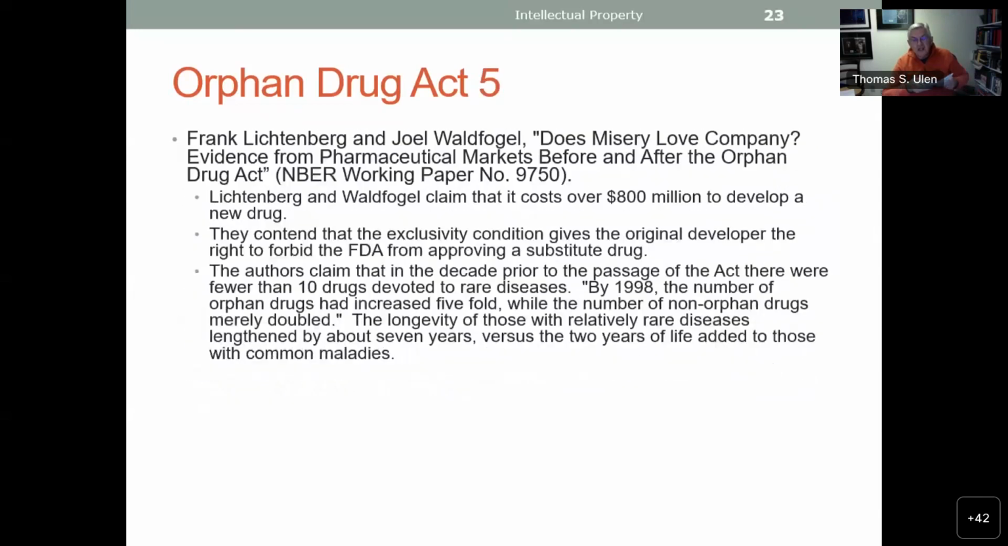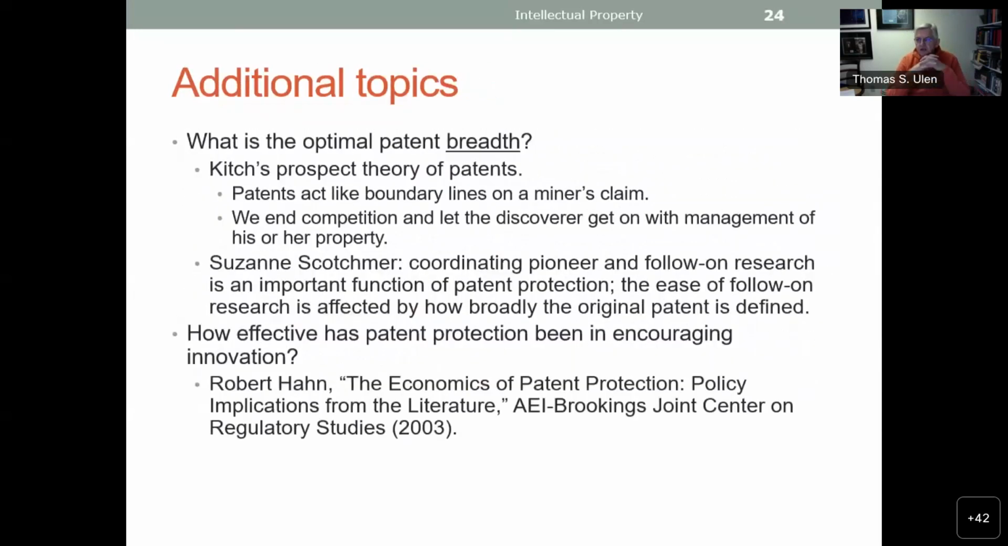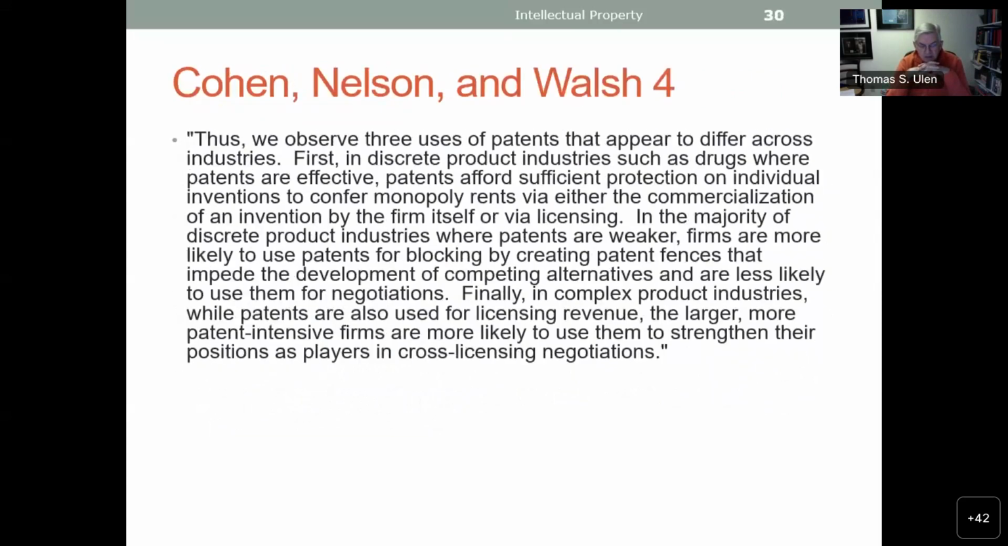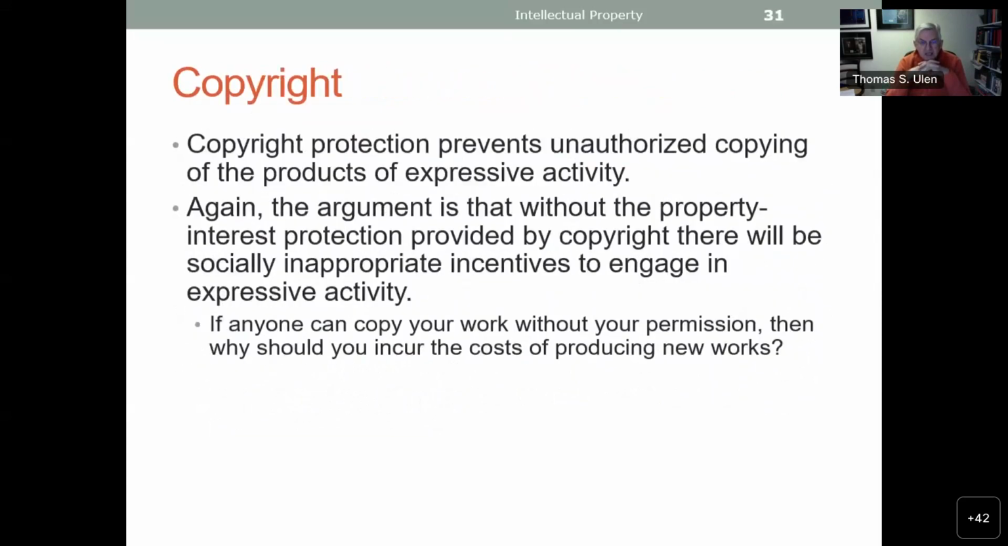Let's please go to slide 31. I'm going to try to go through this more rapidly so I can finish in 10 minutes. The second form of intellectual property right is copyright. And that copyright protection, that property interest, prevents the unauthorized copying of the products of expressive activity.